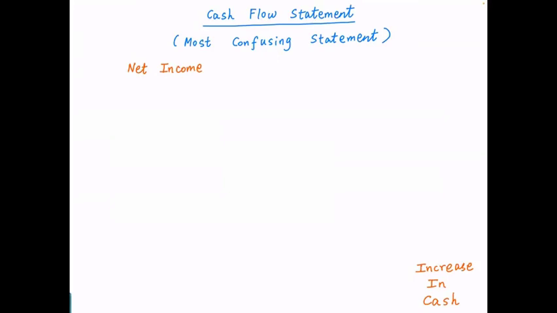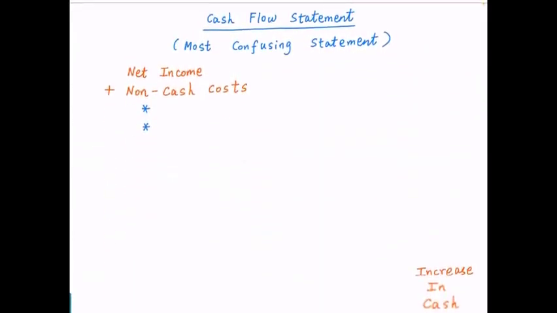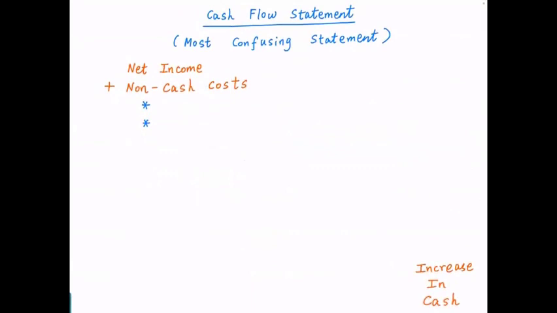So basically what the cash flow statement does is it tells you why the change in cash is not equal to the income. So if the company made $1 of profit, maybe the cash increased by only half a dollar, or maybe the cash increased by $2, even though the company made only $1 of profit. So why exactly is it that net income is different from increase in cash? Why is this difference? That is what the cash flow statement tries to tell you, why there is a difference between these two.